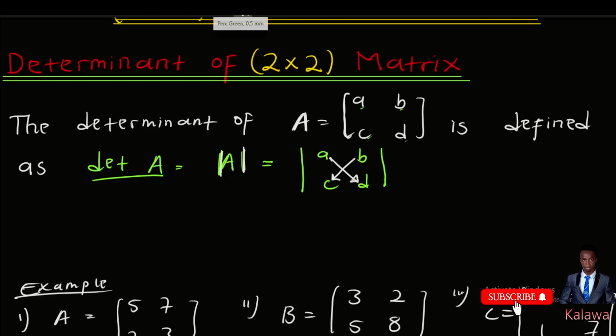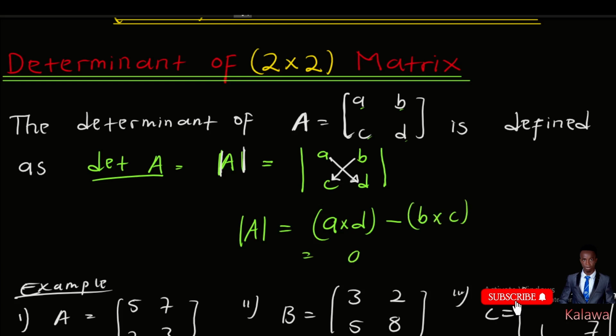So the general formula for the determinant of a 2x2 matrix is, the determinant of A is going to be equal to a multiplied by d minus b multiplied by c. So this is going to be written as ad minus bc. This is the general formula we use to solve for the determinant of any given 2x2 matrix.